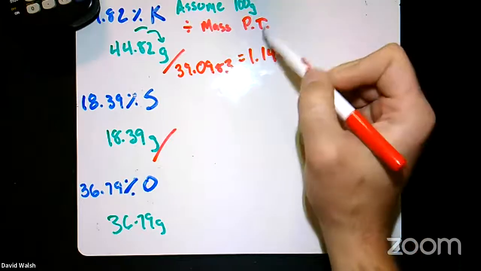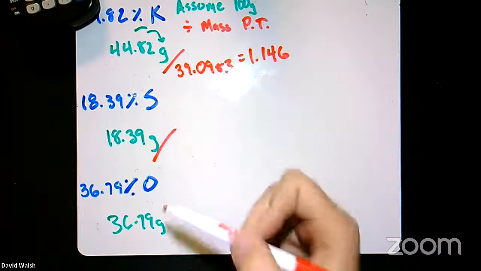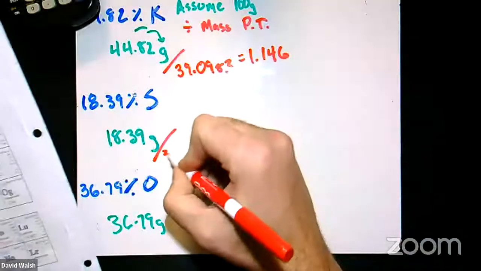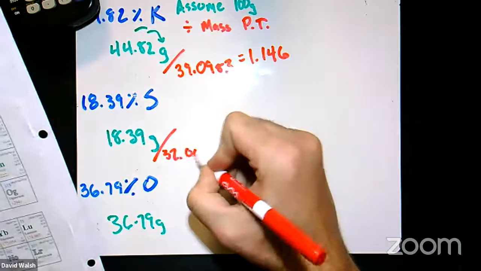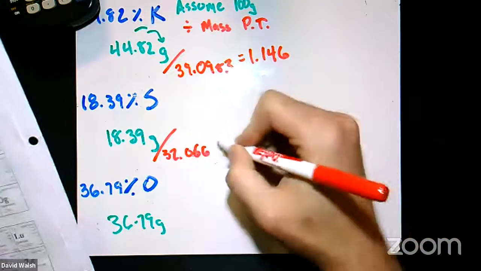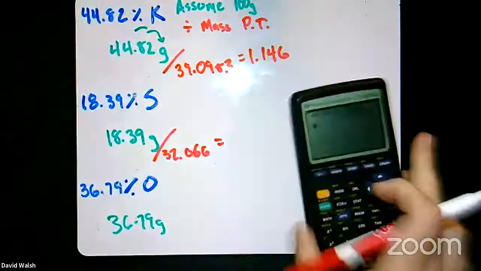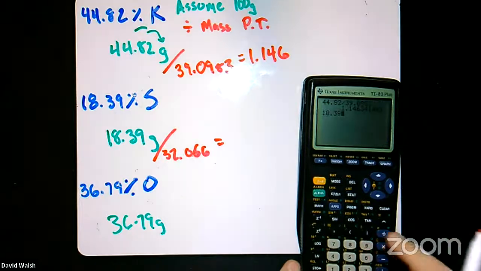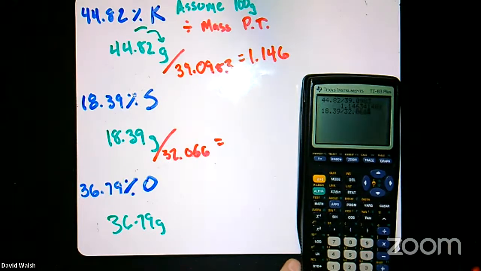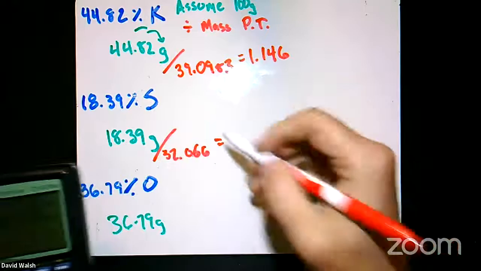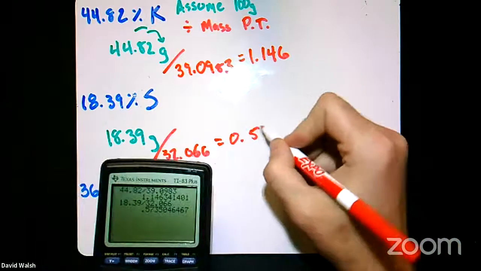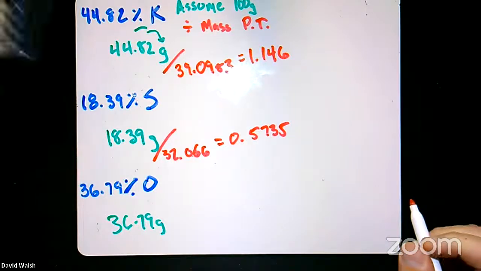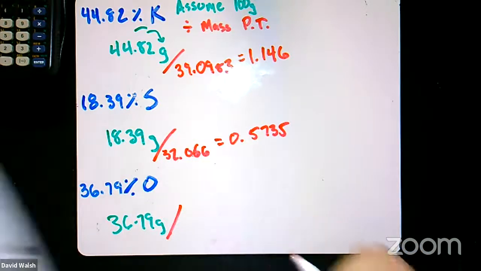We do the same thing with sulfur. Keep in mind that we can't use the same mass because all the elements have different masses. So we have sulfur, 32.066. 18.39 divided by 32.066, and we get 0.5735.